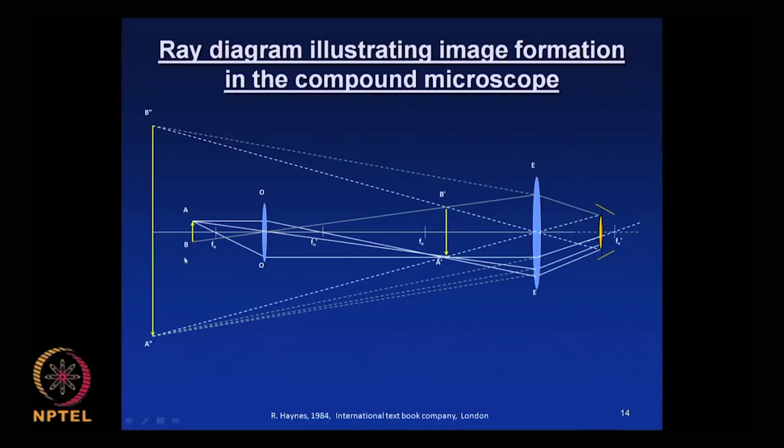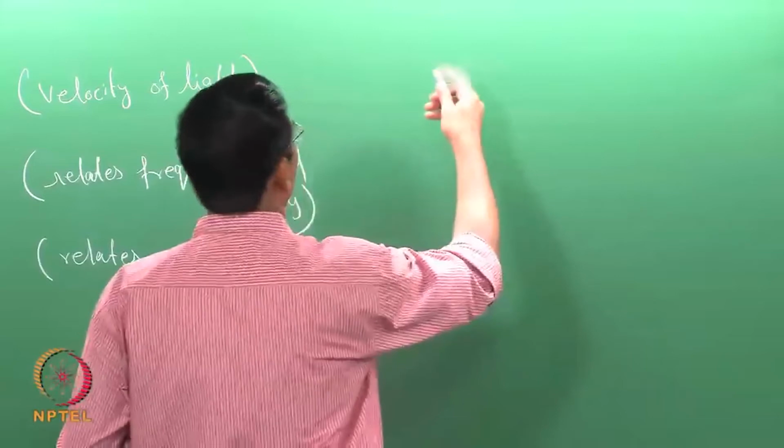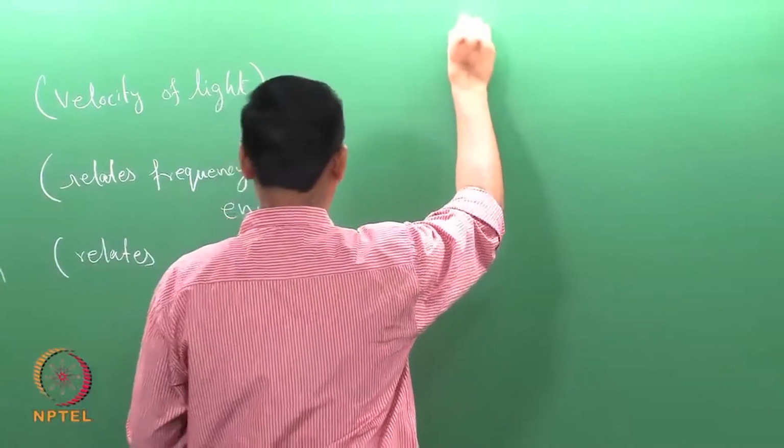Of course, the virtual image is not inverted again. Whatever the objective produces here, it is just magnifying to this length. So, it also kind of explains the magnification, how the magnification takes place. We will see how we can understand this magnification. So, we will write the popular lens equation.